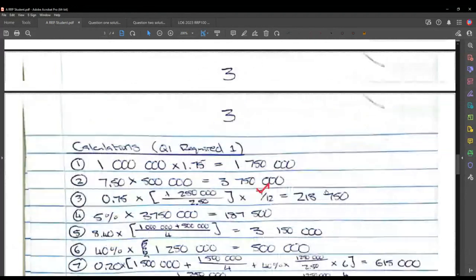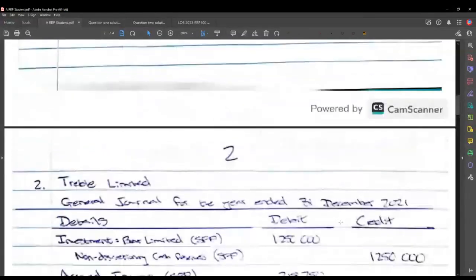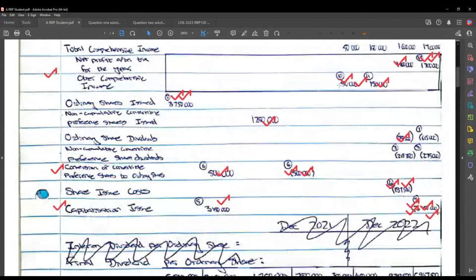But this student obviously apportioned it. This student obviously apportioned it, so they are going to get the full 2 marks, right? So that's the full 2 marks. So that's 4. So I go 1, 2, 3, 4. They get full 2 marks, right?